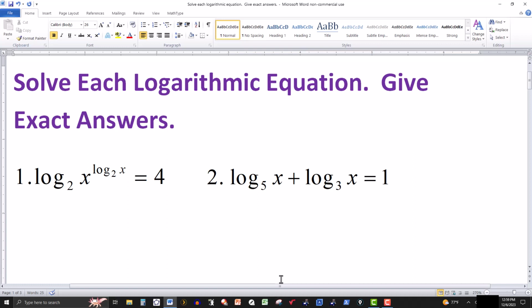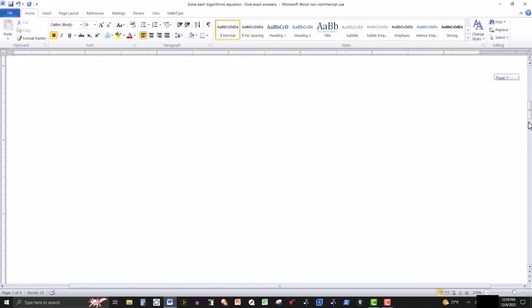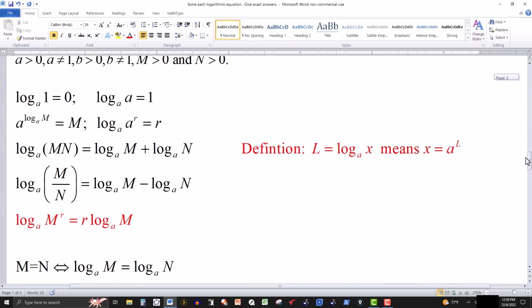In this video, we're going to solve two logarithmic equations, and we'll be using some properties of logarithms. Let's go over the main ones we're going to be using. Of course, you have the definition of log.